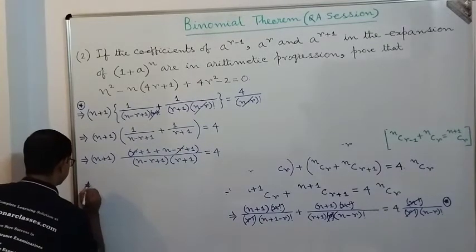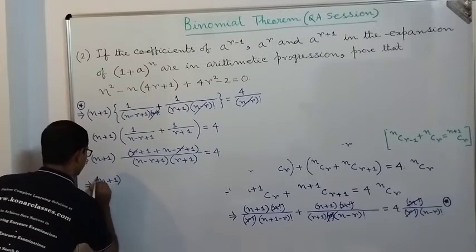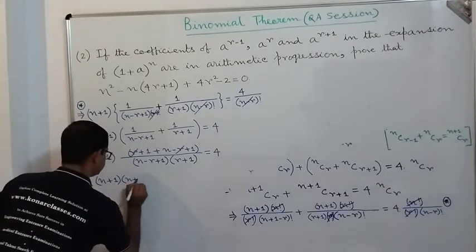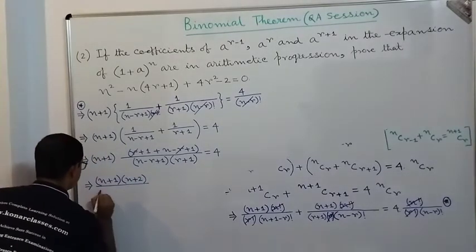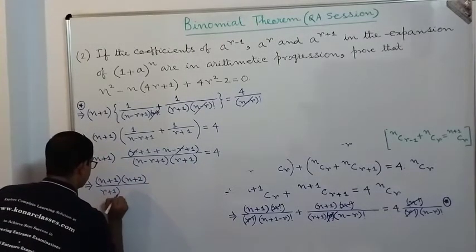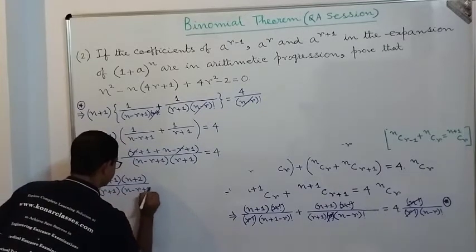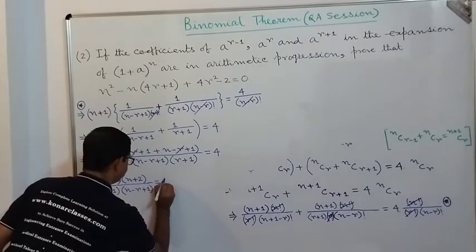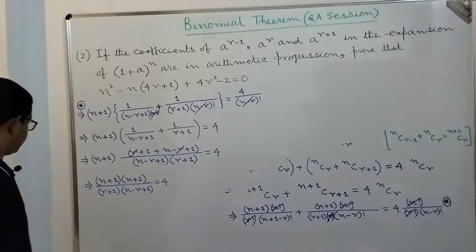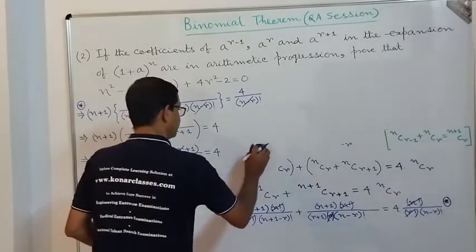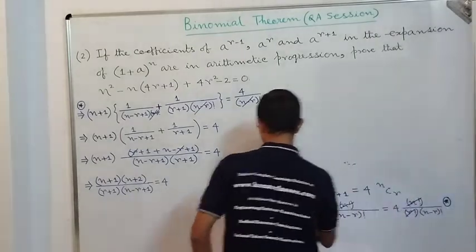So what we get here, dear students, that n plus 1 into n plus 2 divided by r plus 1 into n minus r plus 1 is equal to 4, correct? So now if we continue in the right side of the board, what we can get, let's see.